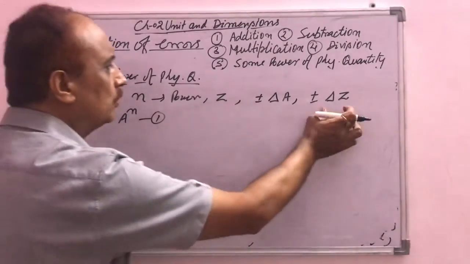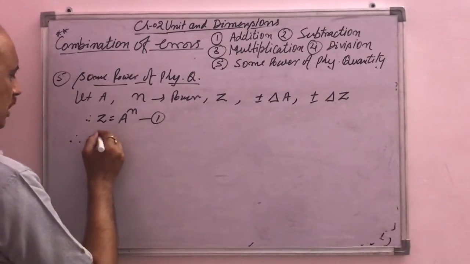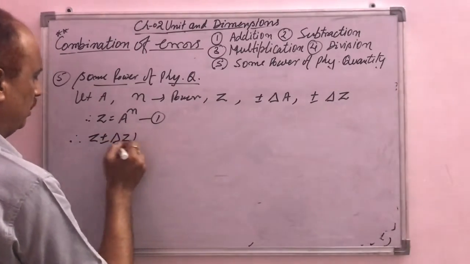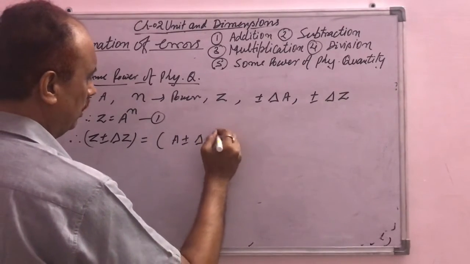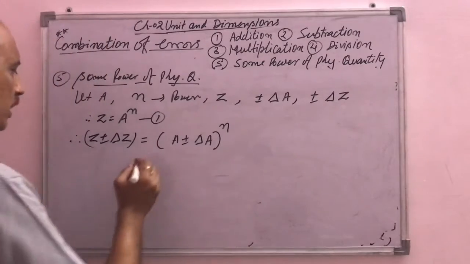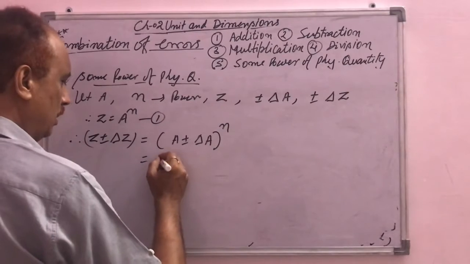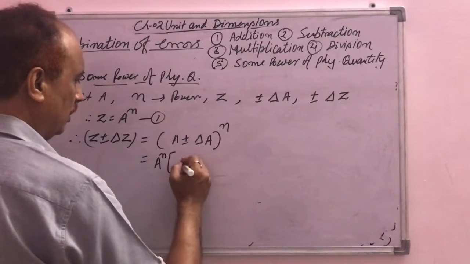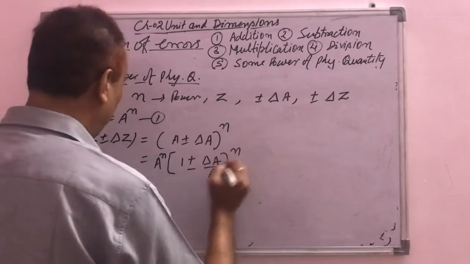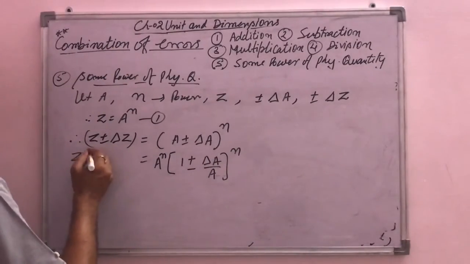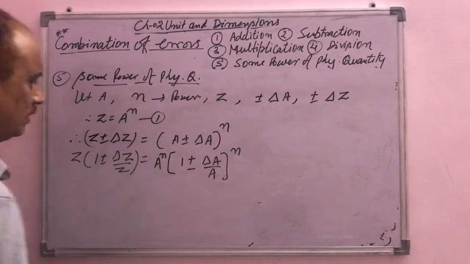So in terms of these absolute errors, equation 1 can be written as Z plus minus delta Z equals A plus minus delta A to the power N. Now again taking A common, the power of A is there, so common will be A to the power N, and we will get 1 plus minus delta A upon A to the whole power N equal to, taking Z common here, Z into 1 plus minus delta Z upon Z.